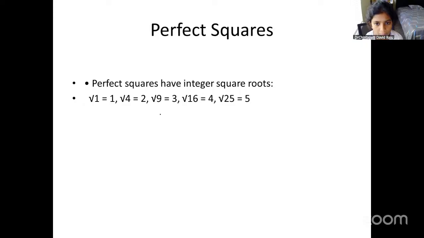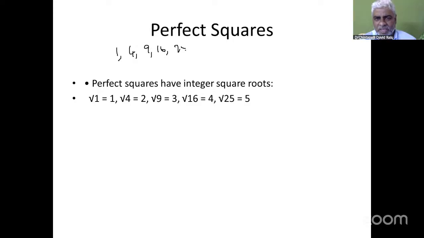Now I am asking you, how many perfect squares are shown in this slide? Five, sir. Very good. What are they? One, 4, 9, 16, and 25, sir. These 5 perfect squares are shown in this slide, right?